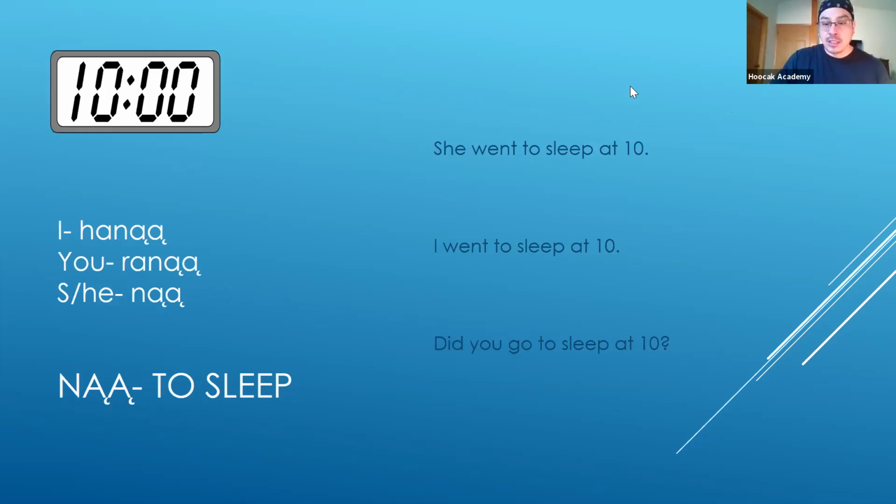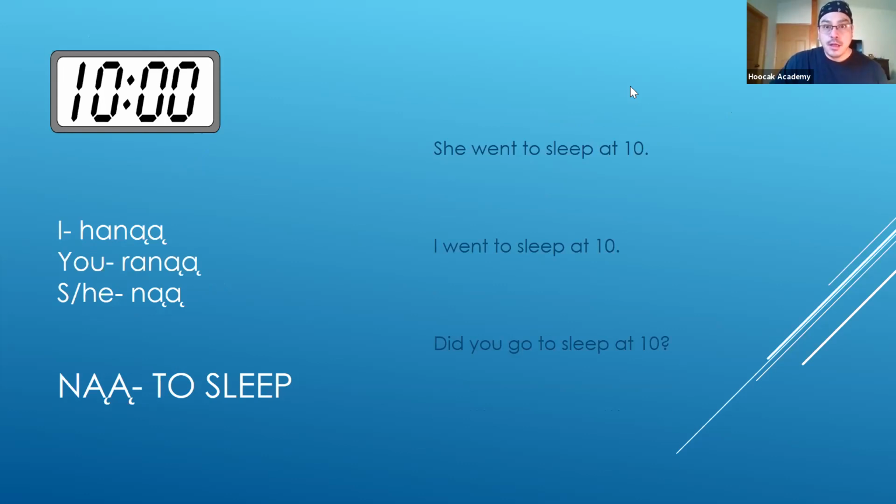All right. Final verb, na, to sleep. This one doesn't end in a consonant, so we don't have to add shana. It's 10 o'clock now, and underneath the clock are the verb conjugations. Once again, pause the video and work out these sentences on paper or in your head, and we'll come back and see how you did.